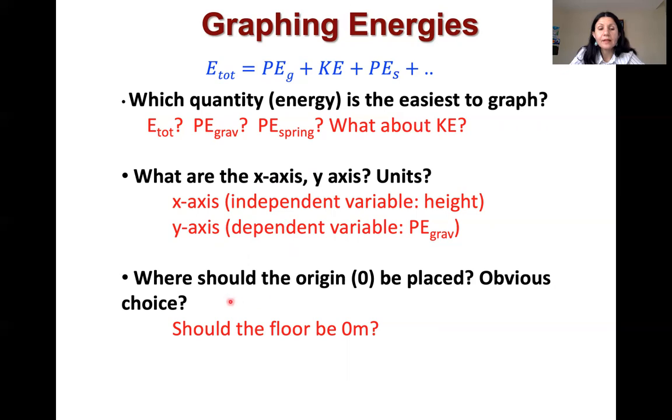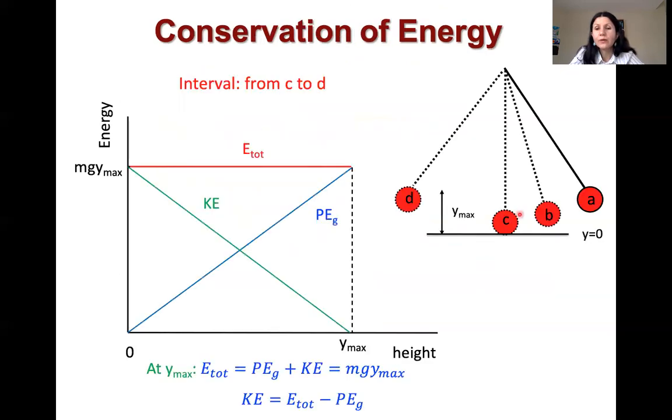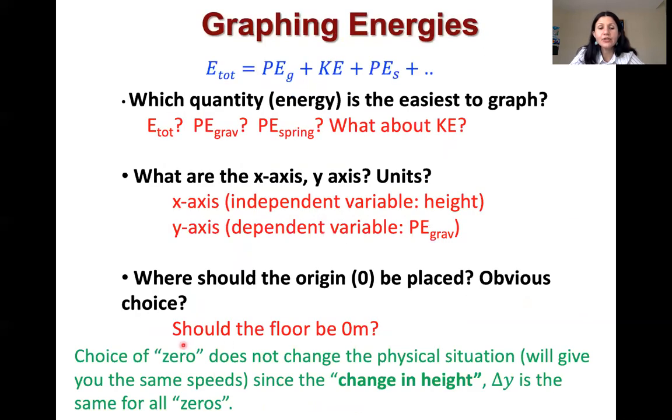Another important thing is, what should be the origin? Going back a little bit, we chose the bottom of the swinging ball, its lowest point, to be y equals 0, but we didn't have to. There's nothing physical about calling that value 0. We could have easily chosen the floor or maybe even the ceiling. You'll see an example coming up where I will show you how to do it if we chose the ceiling. And the main idea here is that the choice of 0 does not change your physical situation.